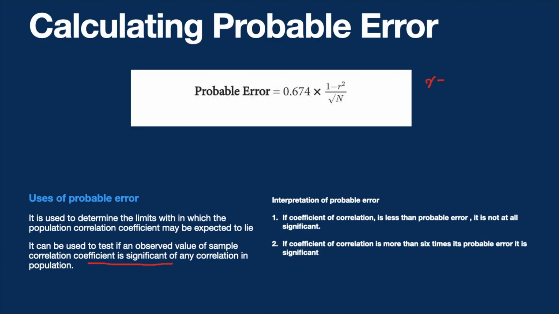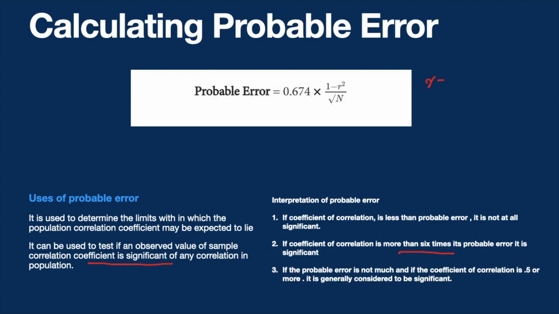Second point, if the coefficient of correlation is more than 6 times its probable error, the correlation is significant. And the last point you should keep in mind is that if the probable error is not much, and if the coefficient of correlation is 0.5 or more, it is generally considered to be significant. So if the correlation is 0.5 or more, and the probable error is very low, we could say this particular correlation coefficient is significant.